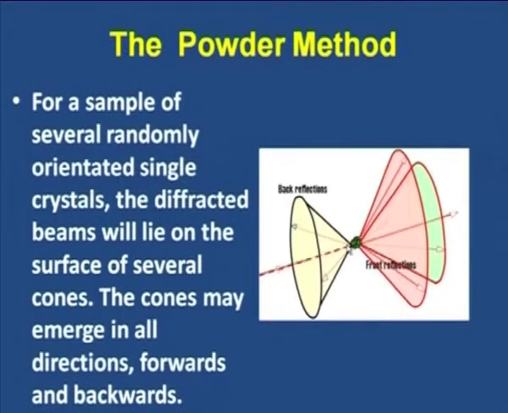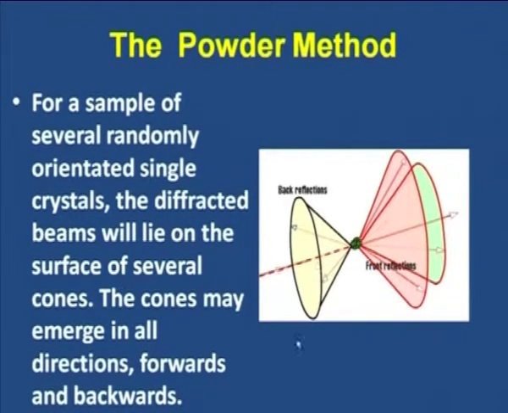Similarly, for back reflections, you will be having cones here, right? Because you have got a beam coming in this direction, a beam coming in this direction. The front reflections are shown here. So, this is a back reflection and the front reflections will be coming in this direction. And for the entire thing in the powder method, we will be using what you call a Debye-Scherrer camera, which I will be showing later.